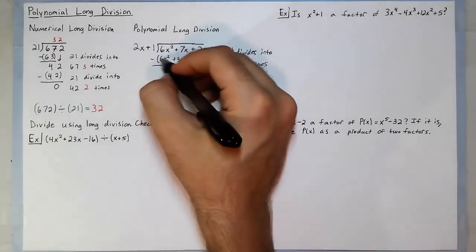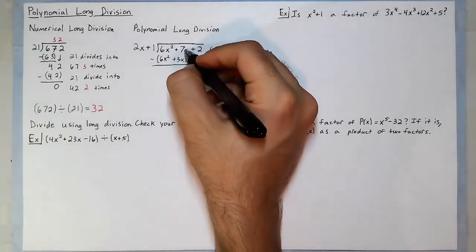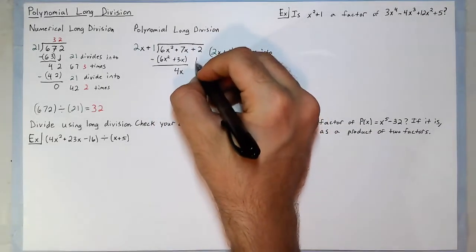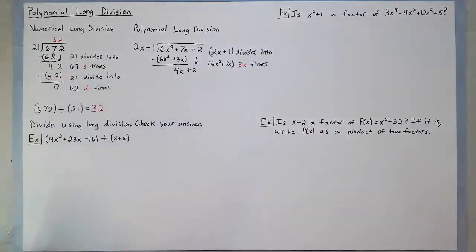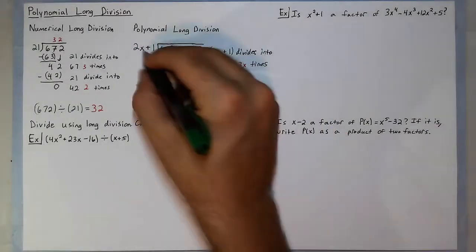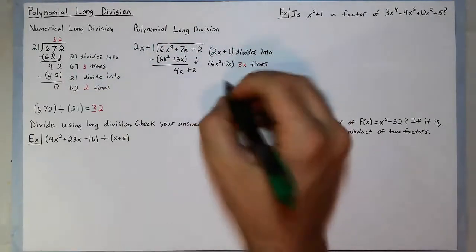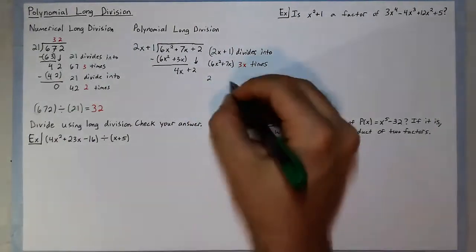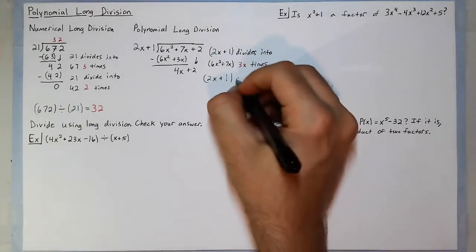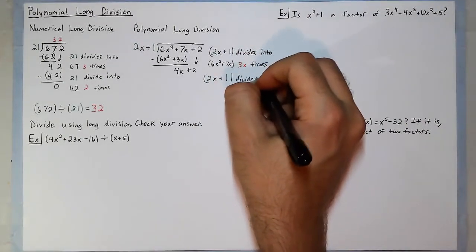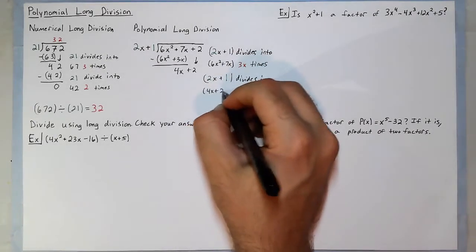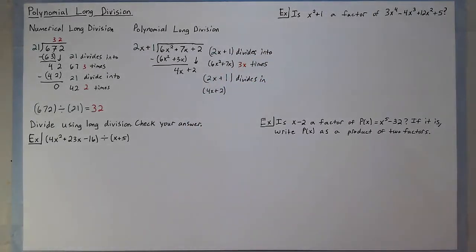6x squared minus 6x squared is 0. 7x minus 3x is 4x. And then you would carry down the 2, just like you would have over here. And then you ask yourself another similar question. That 2x plus 1, we said 21 in the previous example. The 2x plus 1 divides into 4x plus 2 how many times? Well, twice.